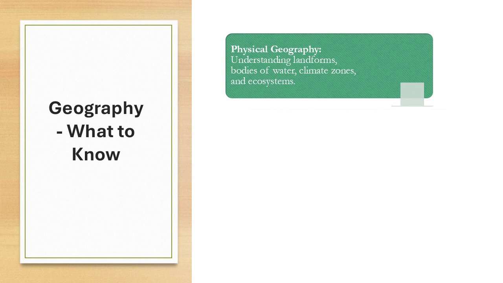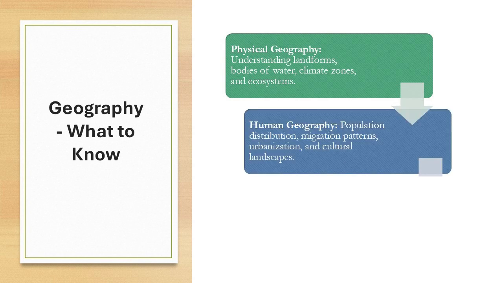Ecosystems are another important part of physical geography. These are communities of living organisms interacting with their environment. Forests, deserts, and wetlands each support unique plants and animals, and each ecosystem plays a role in maintaining the planet's balance. Human geography. Human geography focuses on how humans interact with the environment.